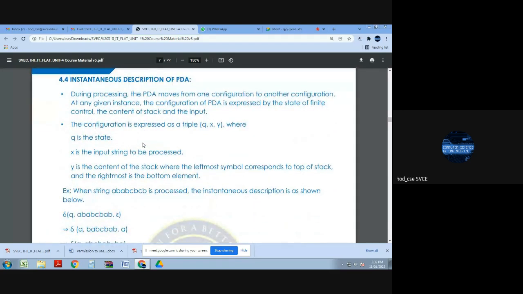So the next one, instantaneous description of a PDA. During processing of the PDA, the PDA moves from one configuration to another configuration at any given instance. The configuration of a PDA is expressed by the state of the finite control, the content of the stack and the input. The configuration is expressed as a triple: Q comma X comma Y, where Q is the state, X is the input string to be processed, Y is the content on the stack, where the leftmost symbol corresponds to the top of the stack and the rightmost is the bottom of the stack.